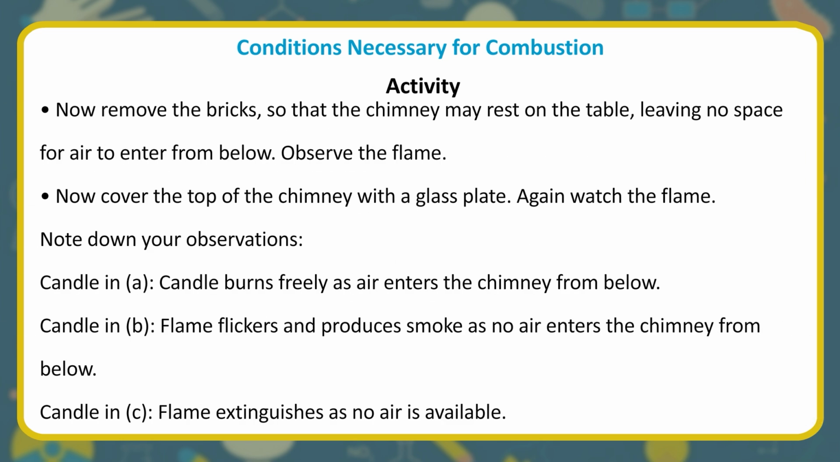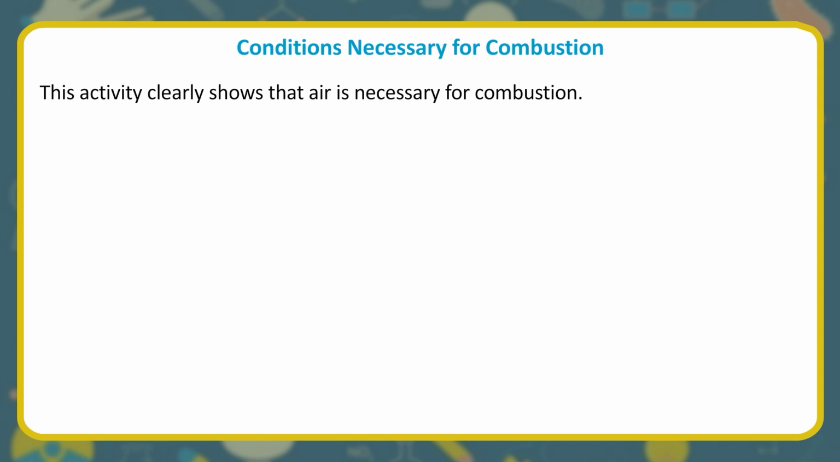Observe the flame. Now remove the bricks, so that the chimney may rest on the table, leaving no space for air to enter from below. Observe the flame. Now cover the top of the chimney with a glass plate. Again watch the flame. Note down your observations. Candle in A: candle burns freely as air enters the chimney from below. Candle in B: flame flickers and produces smoke as no air enters the chimney from below. Candle in C: flame extinguishes as no air is available. This activity clearly shows that air is necessary for combustion.